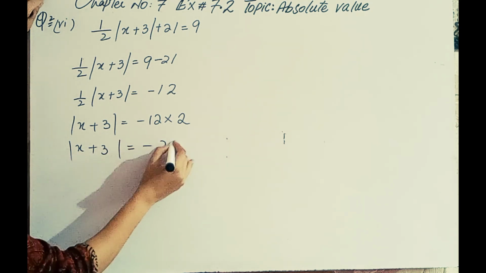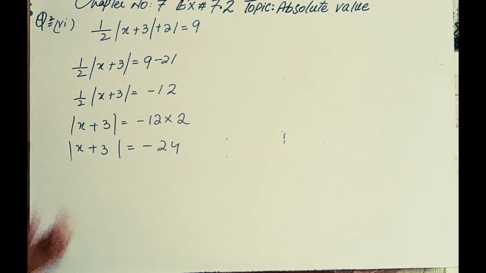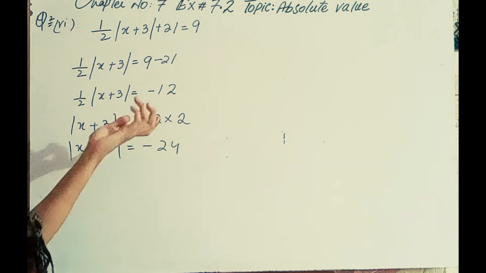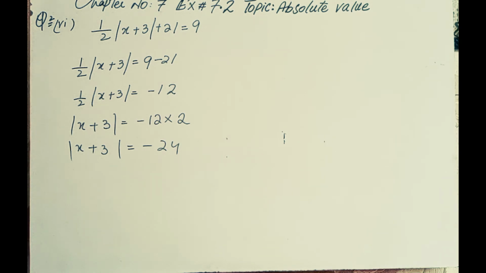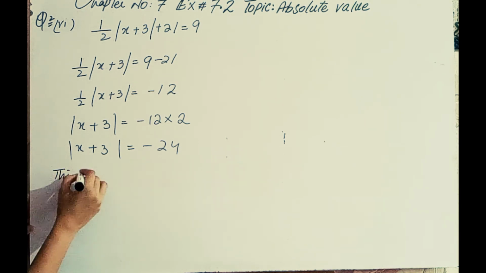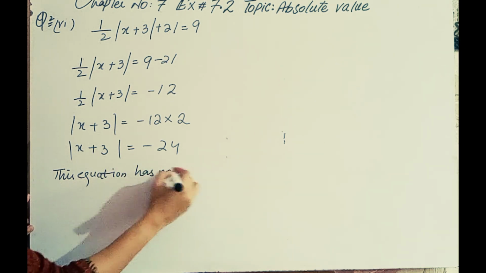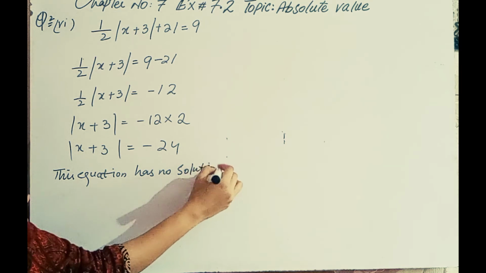It will give us minus 24. You can see here that this is the absolute value of a negative number, minus 24. If you have such a type of equation, such an absolute value equal to a negative real number, then this type of equation has no solution. So we write here: this equation, this absolute value, has no solution.